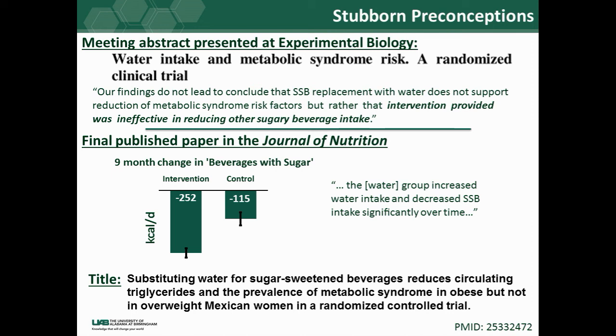But instead of continuing with what they saw in their abstract, where the data were quite similar to the paper, they changed the focus to this new title: Substituting Water for Sugar-Sweetened Beverages Reduces Circulating Triglycerides and the Prevalence of Metabolic Syndrome in Obese, but not in Overweight, Mexican Women in a Randomized Controlled Trial. When you actually look at the paper, that is just one of a number of tests that was done, and it's not exactly clear that it was actually effective. So here they just took the results and focused on this one thing that supported their hypothesis.